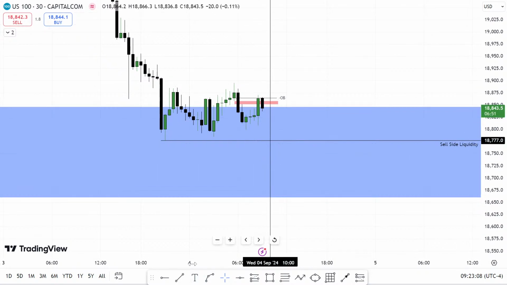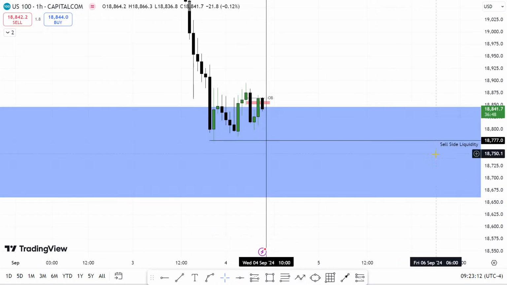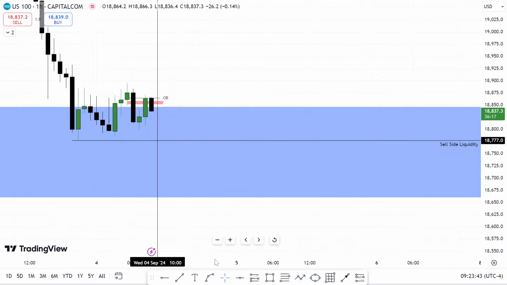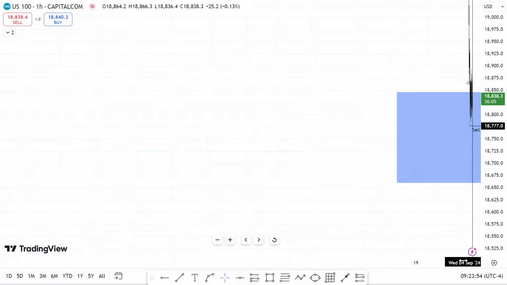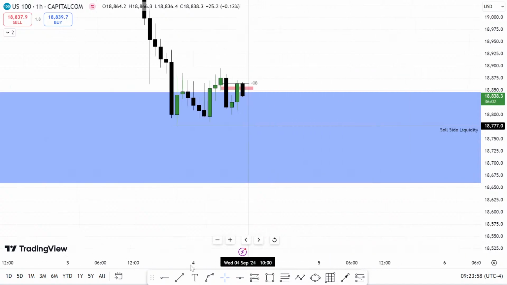And let's see, do we have another sell side? Currently my focus is really on the sell side liquidity, so I'm looking to see if we have another sell side to the left. When I say my focus is on sell side liquidity, what I mean is that I want to see the most drawn liquidity be to the sell side, right?